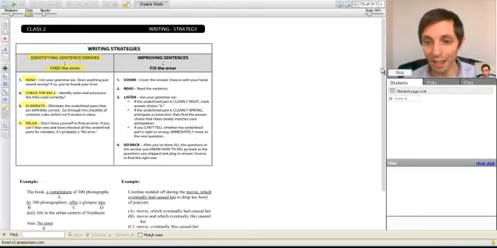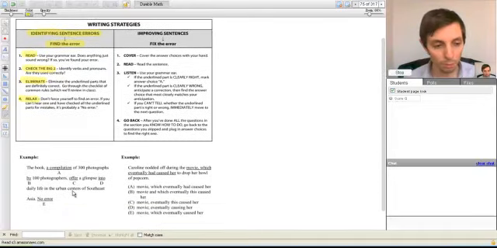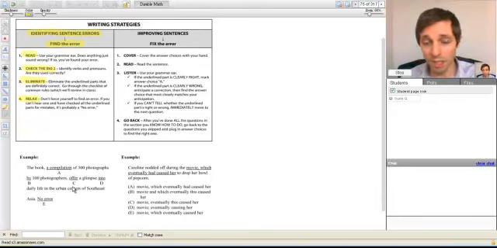Let's take a look at a sample problem below. And at this point, you can have everyone read the sentence, or you can have someone read it out loud, whatever you prefer.